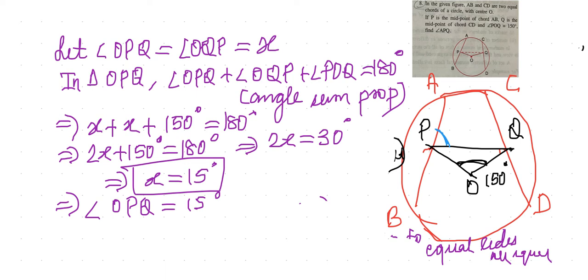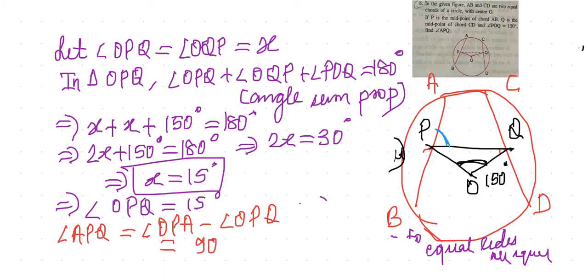If you look into the figure clearly, you can easily see that angle APQ is actually equal to angle OPA minus angle OPQ. So OPA we have found as how much, children? We concluded that OP is perpendicular to AB, so we found OPA equal to 90 degrees. So this in turn is equal to 90 degrees minus 15 degrees, which is actually equal to 75 degrees. So you are calculating that angle APQ is equal to 75 degrees.